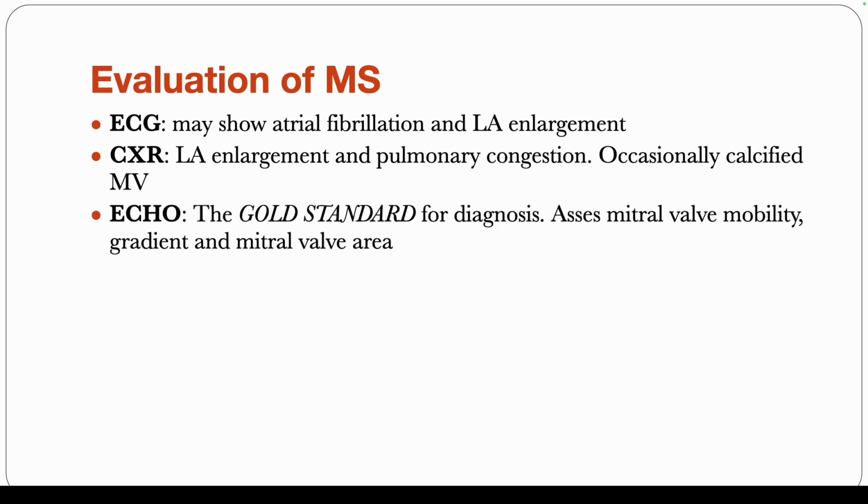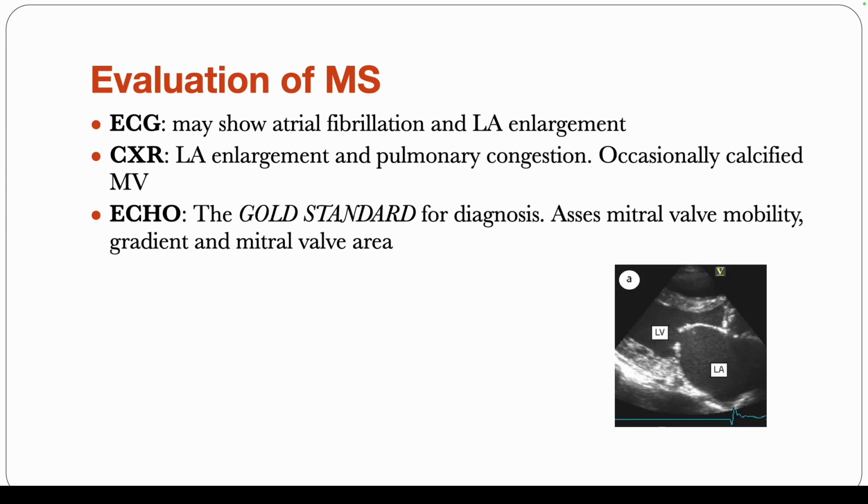It's difficult for you. The gold standard is echo. It tells us about the mobility of the valve, gradient, and mitral valve area, and any accompanying lesion if it is present. And you see, this is LA, this is LV. You see the LV cavity, and you see the size of the LA. It's fairly big.